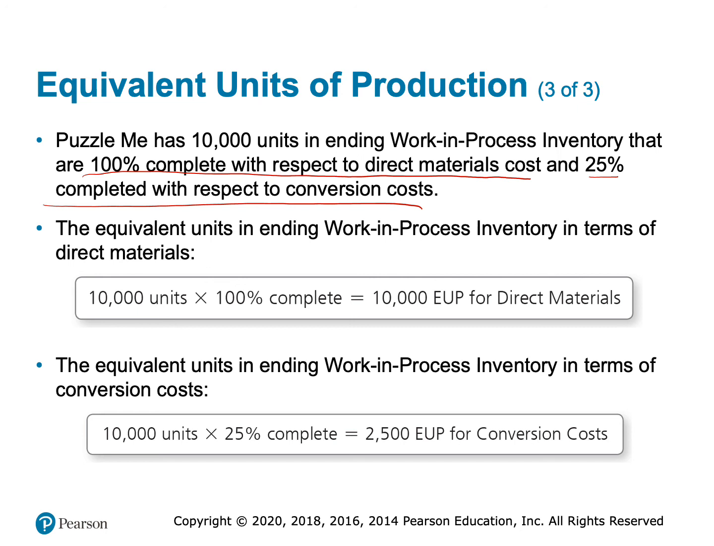So while we have 10,000 puzzles in the assembly department, they're only equivalent to 2,500 puzzles with respect to conversion cost. So that's going to become really important, and we'll use that in the next objective as we get into that one and we actually start working through the problems in objective 3.